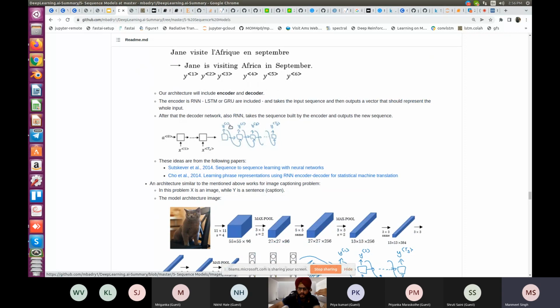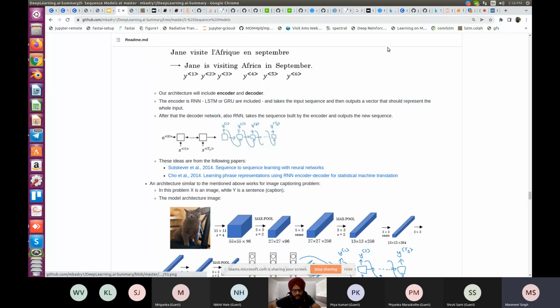The decoder outputs the first word in the target, which also goes as an input to time step 2 of the decoder, which also takes the hidden or latent representation from time step 1 of the decoder to predict the second word. So: Jane is visiting Africa in September. The ideas are taken from these two papers.